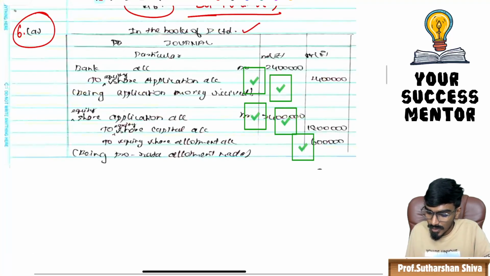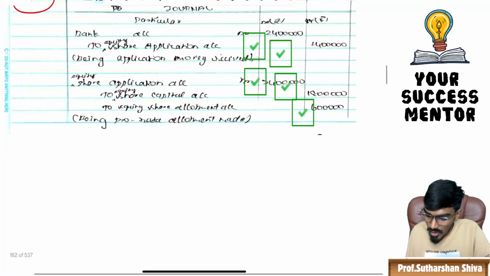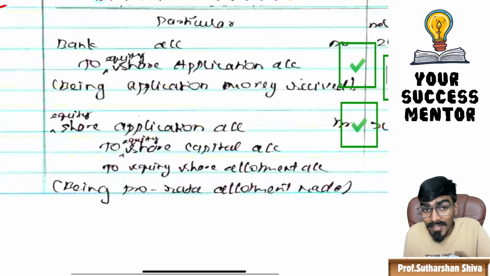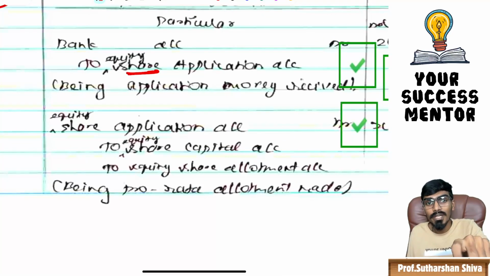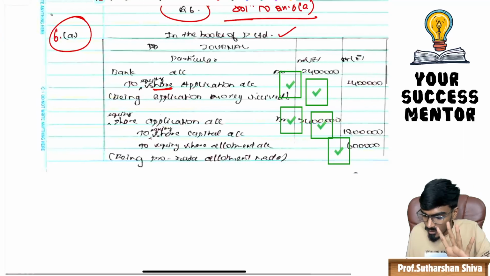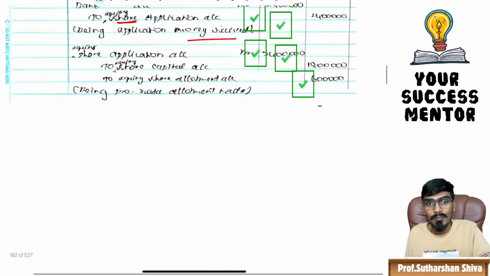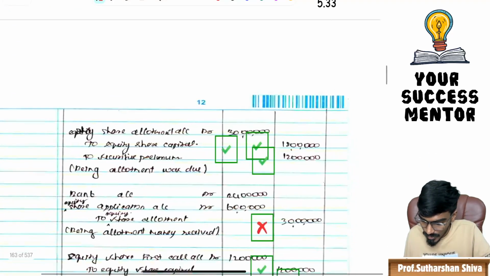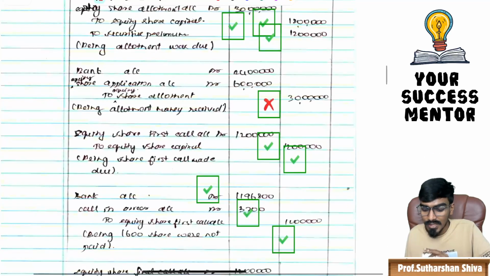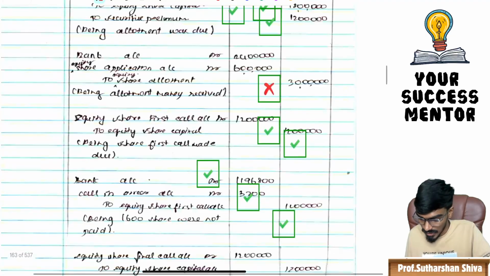In the books of some person, bank to equity share application, all the entries are there. See, at that time she also forgot to put equity, and before submitting the paper she added the equity value. See how the narration is: being application money received, being pro rata allotment made. Very simple. Keep everything very simple, neat and precise.